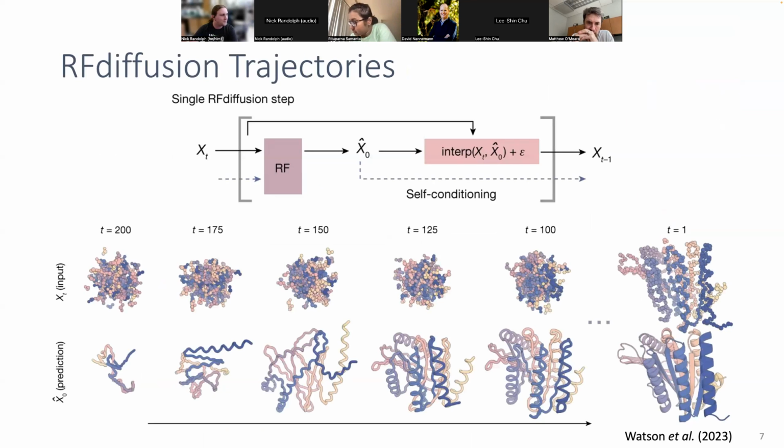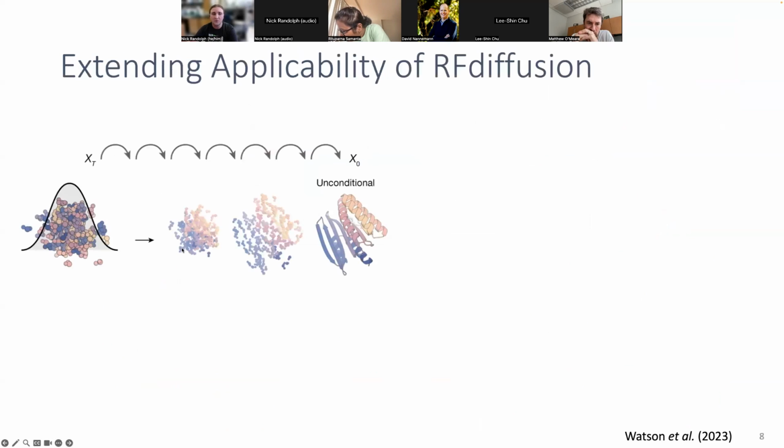Cool. So this is just a high-level overview of RFDiffusion. They also did some really cool stuff extending it. The normal procedure for generating structures is you just sample from your priors, and then you go unconditionally all the way through the trajectory, denoising it until you have something that looks like a protein. This is the traditional way it's done, but they extended RFDiffusion to do a bunch of cool things.